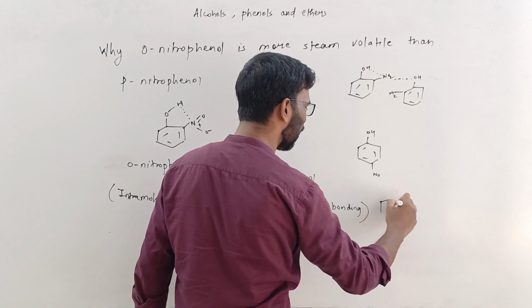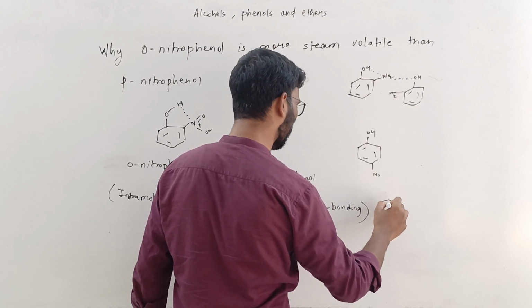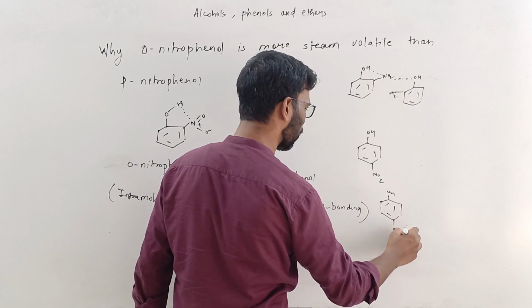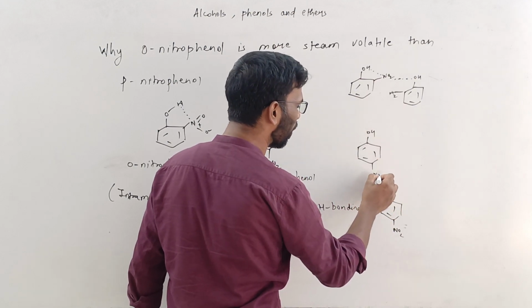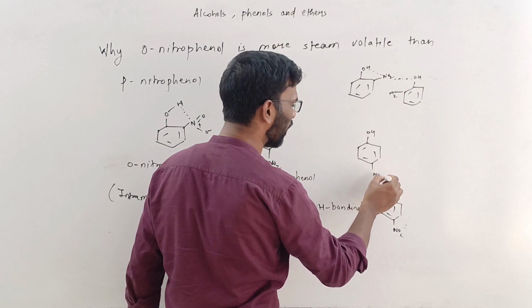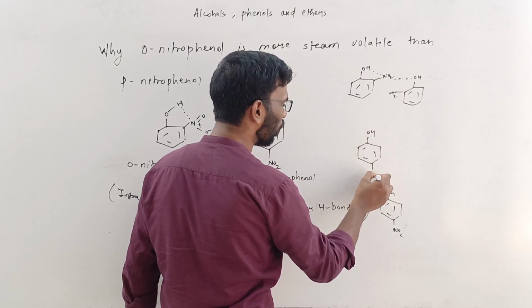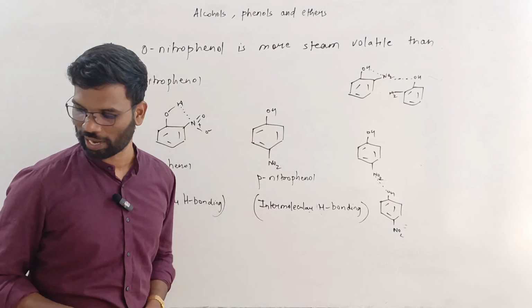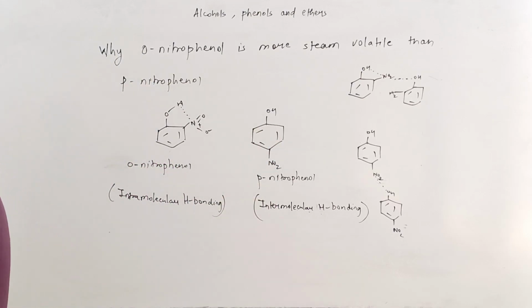When you consider paranitrophenol, intramolecular hydrogen bonding is very difficult because these groups are very far apart, but what will exist is a strong intermolecular force of attraction. So what to write as the reason in an exam, I'll clean this part.